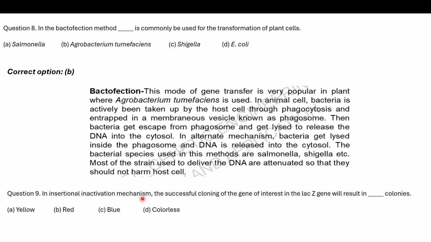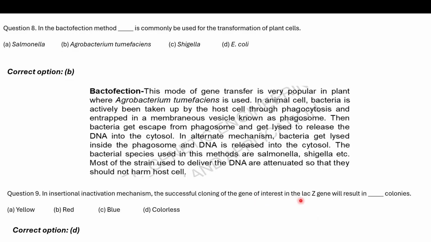In insertional inactivation mechanism, the successful cloning of the gene of interest in the LacZ gene will result in dash colonies. So it will be colorless or white colonies, because something that is inserted in the LacZ gene will render it non-functional, right? It won't be able to encode for the alpha peptide. So the option will be option D.